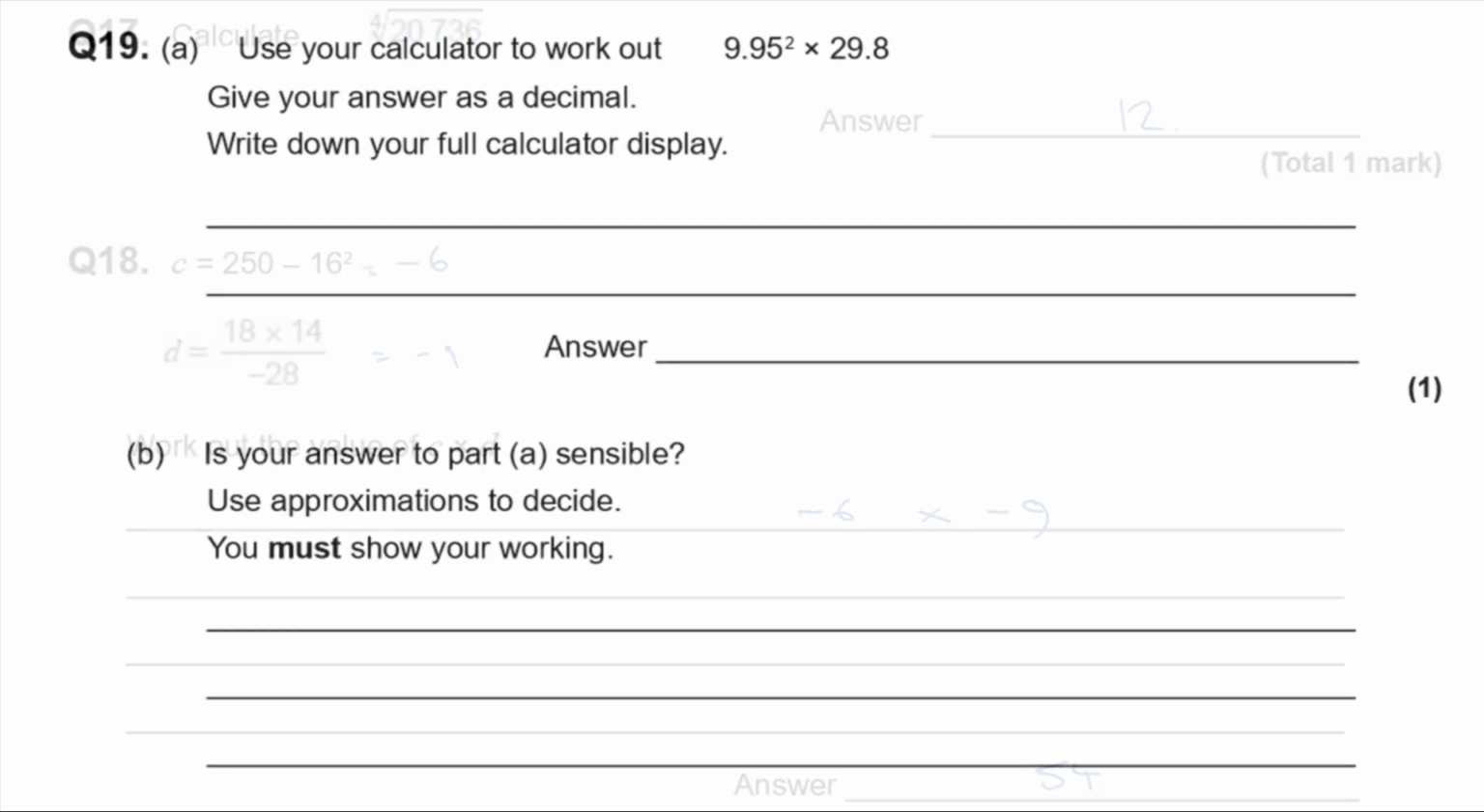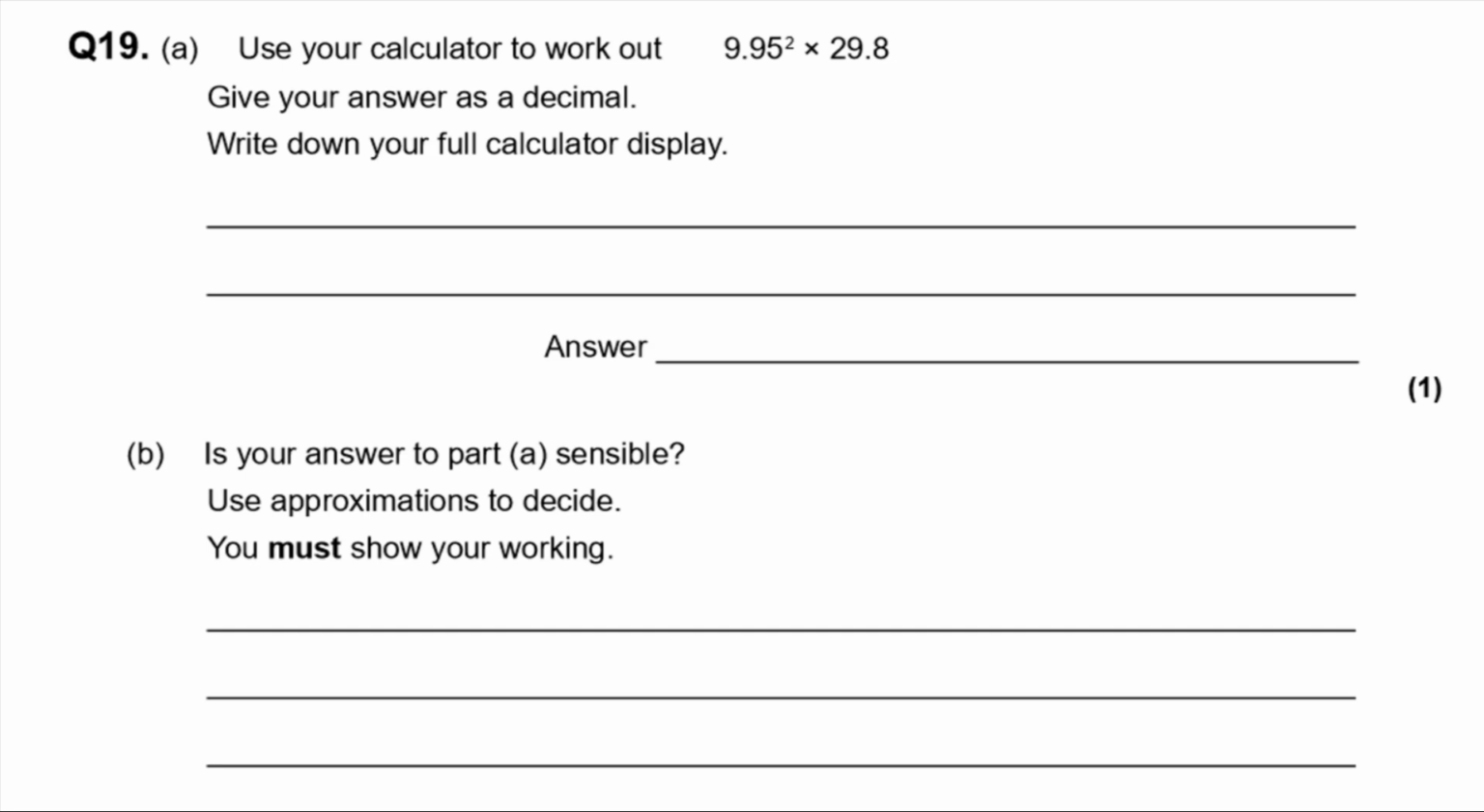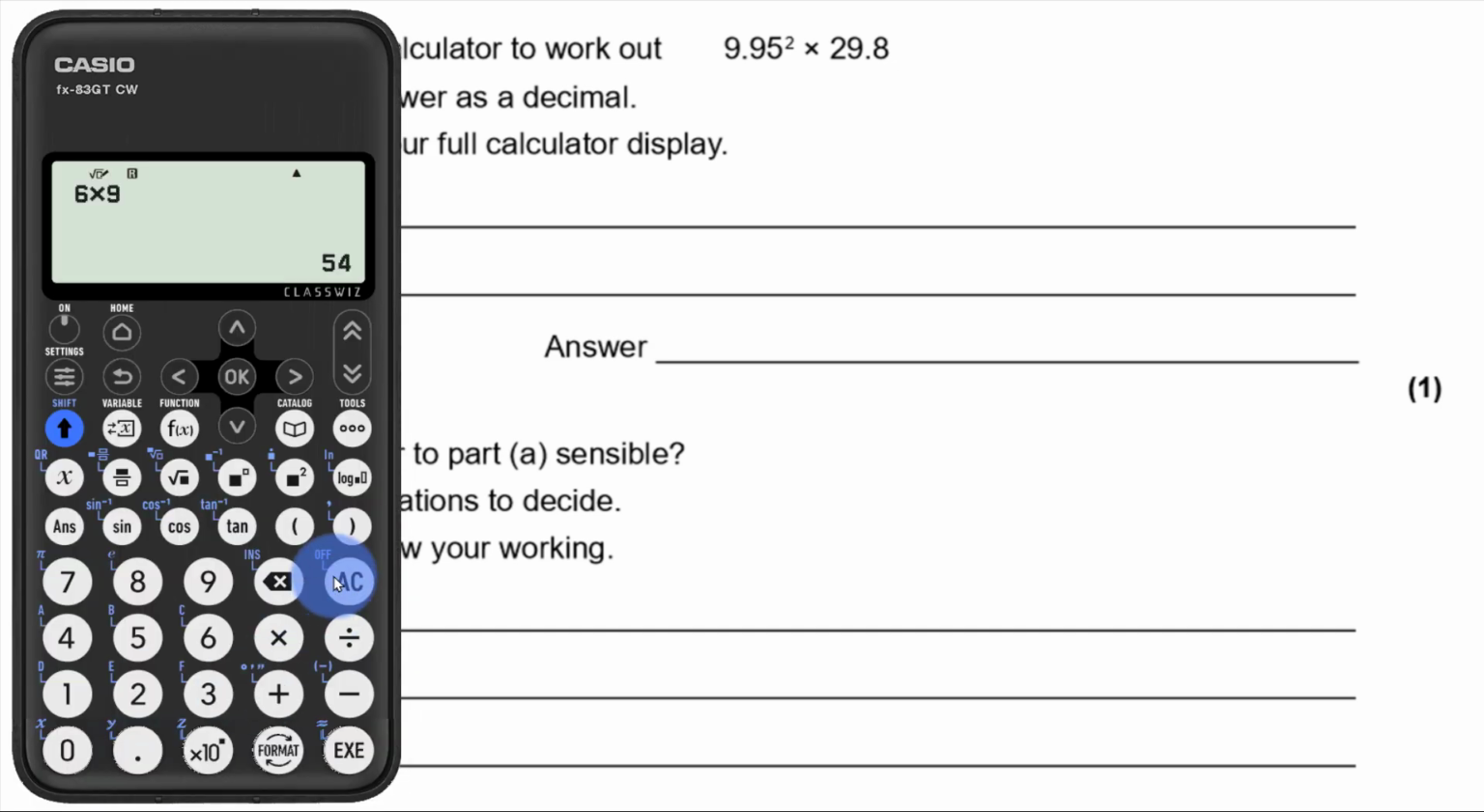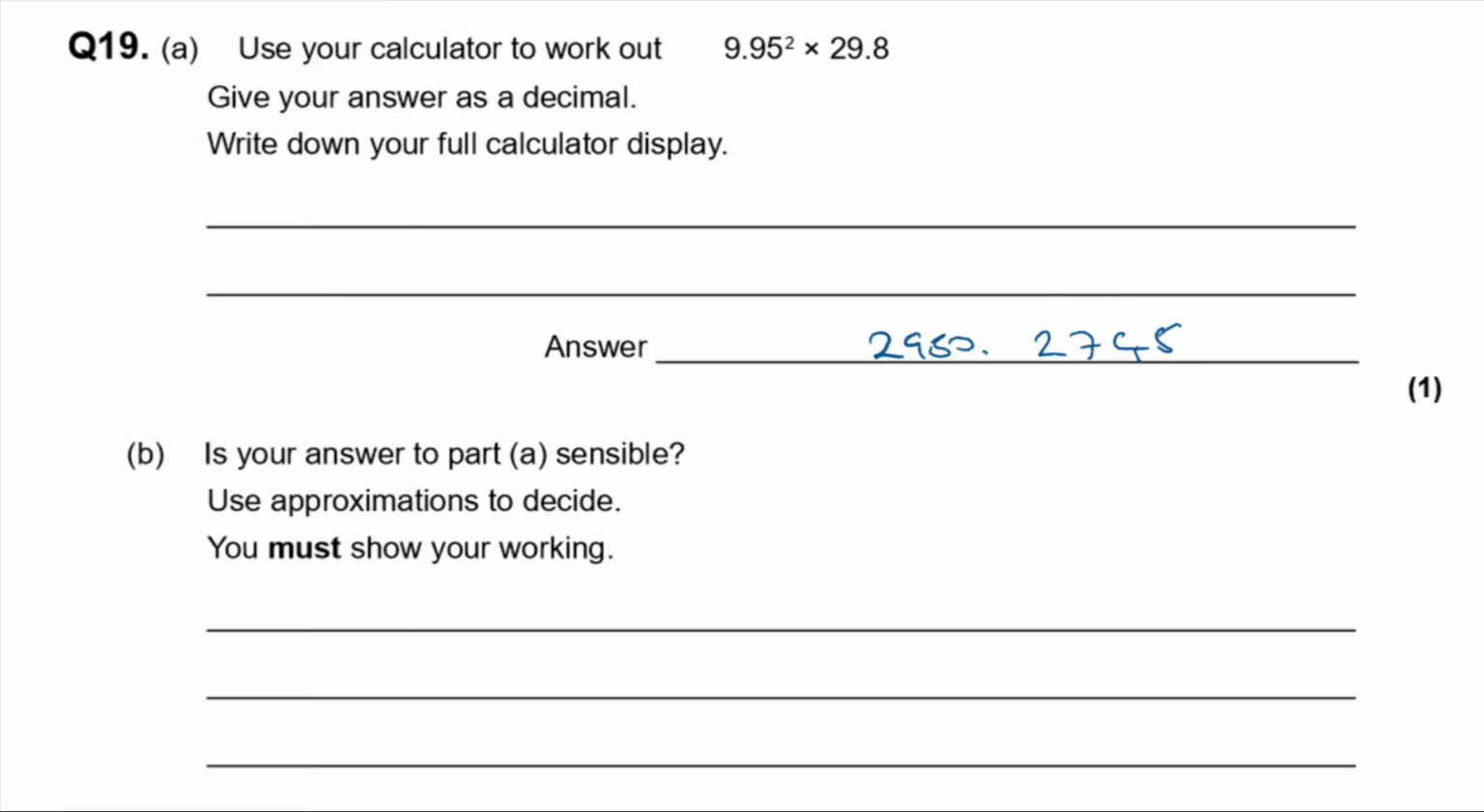Okay. Question 19. Use your calculator to work out 9.95 squared times 29.8. Give your answer as a decimal. Write down your full calculator display. Okay, so I'm going to write 9.95, use the square key, and then multiply that by 29.8. Write down the full calculator display. So that's 2950.27452745.